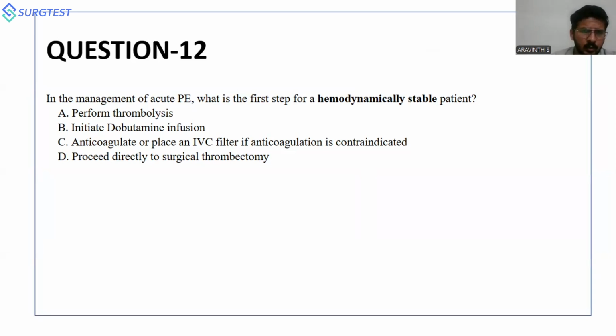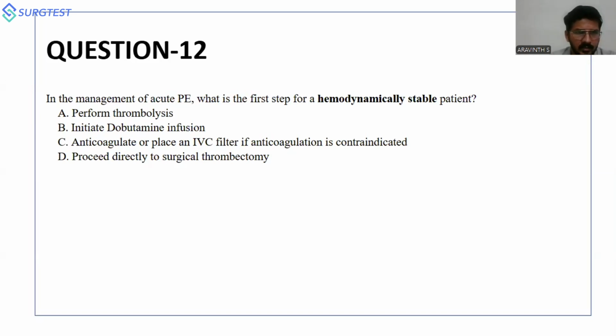Usually, patients with pulmonary embolism present to you either with stable hemodynamics or unstable hemodynamics. I'll go through the protocol or the algorithm of management of pulmonary embolism in a while. But usually, to start with, they present either in hemodynamically stable fashion or extremely hemodynamically unstable fashion. Among all the available management options, which would you choose first?